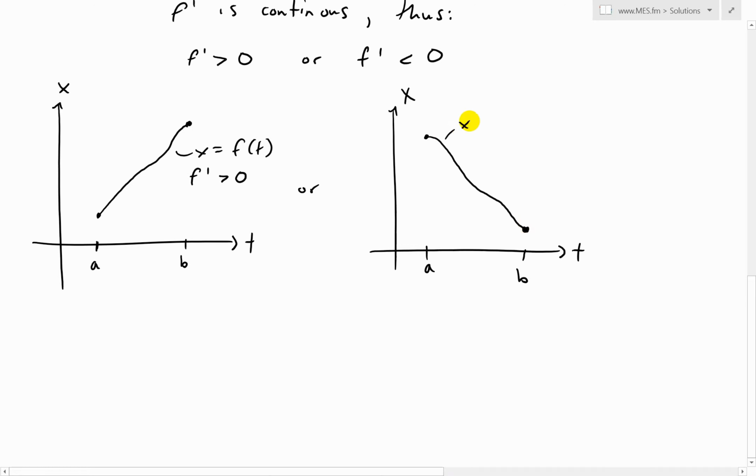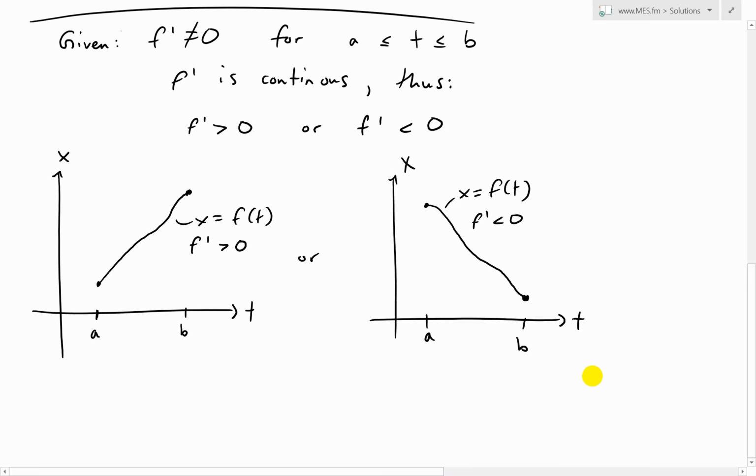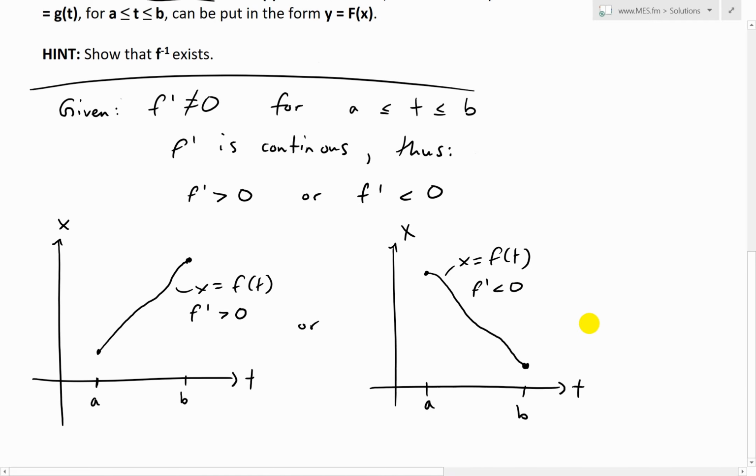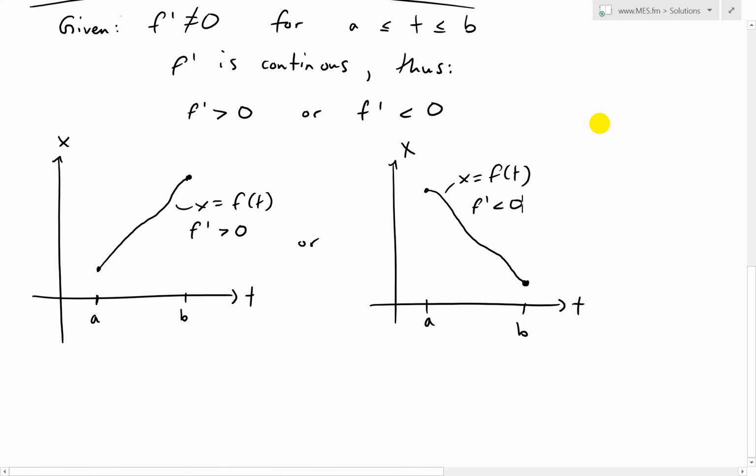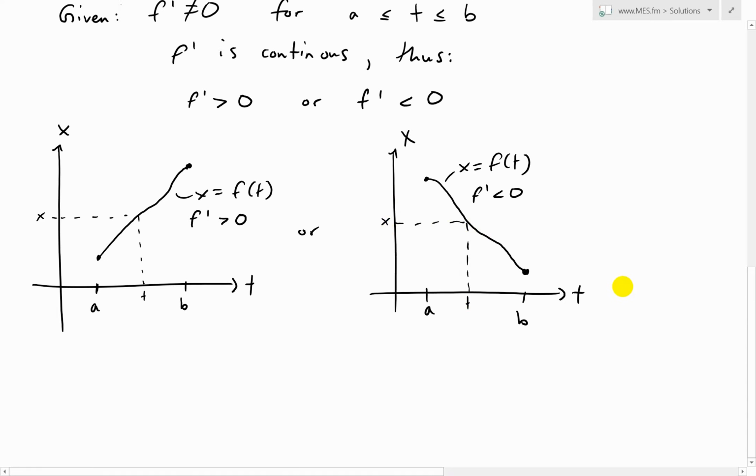And this is our x equals f of t, where f prime, or the derivative, is less than 0. Now, since we have this scenario, this equation has an inverse. That's because this is a one-to-one function like this. If we go here, we have a value t, and for every x value we have a value for both conditions here. So if we have a value t here, we have an x value there, and it's always one-to-one.